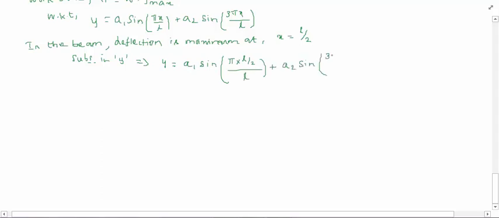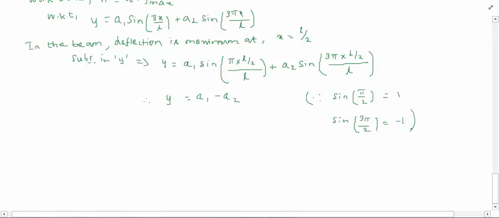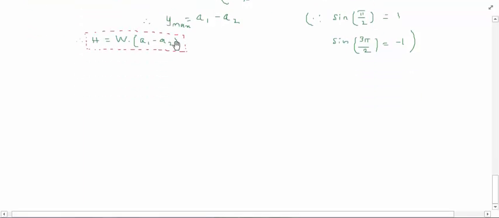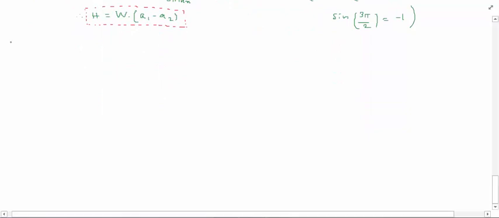So we have to substitute this value into the trial solution again. So it will become y equal to A1 sine of pi by 2 and A2 sine of 3 pi by 2. Sine of pi by 2 is plus 1 and sine of 3 pi by 2 is minus 1. Refer to the graph. So it will finally become y equal to A1 minus A2, and substitute the value into the total work done. H is equal to W into A1 minus A2, right? So now we found the value of U and the value of H.